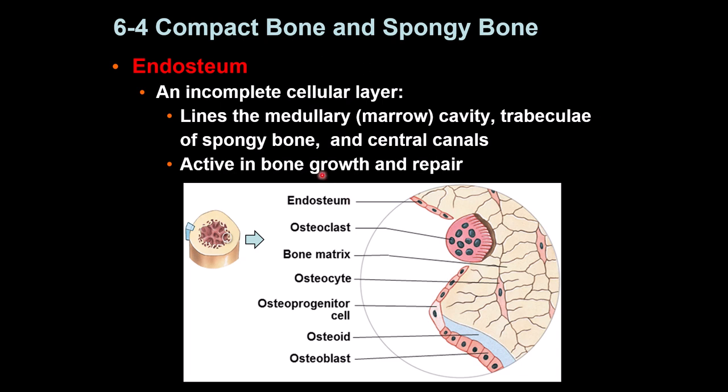It is important for bone growth because it has the osteoprogenitor or osteogenic cells, it's the same thing. Osteogenic, osteoprogenitor is the same thing. And it has osteoblasts, so again, that's important for bone growth. And if there is any kind of fracture, then these two cells are important for repair. Osteoclasts actually also repair the bone at a later stage, for bone remodeling. I will talk about this later.